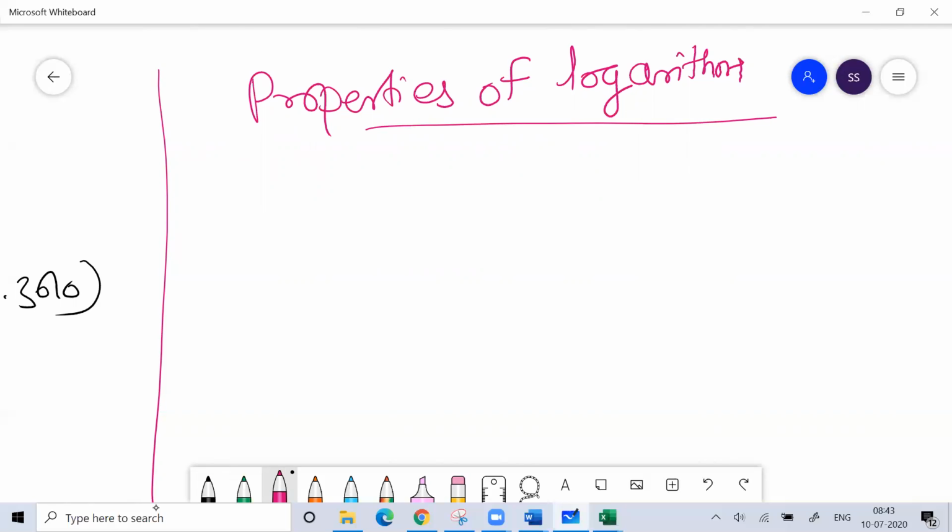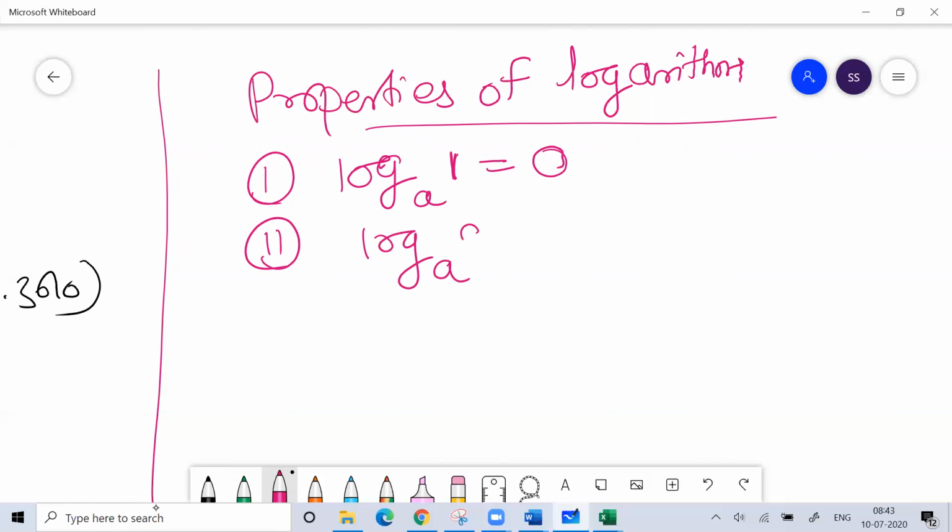So when we talk of properties of log, first thing you know is that it doesn't matter whatever your base is, log 1 is equal to 0. You know this. Next thing, if your base and the argument are both the same, then the value you get is 1. What power of A can give me A? That would be 1 only. Then the third property of log: log of A to the power X is X log A.